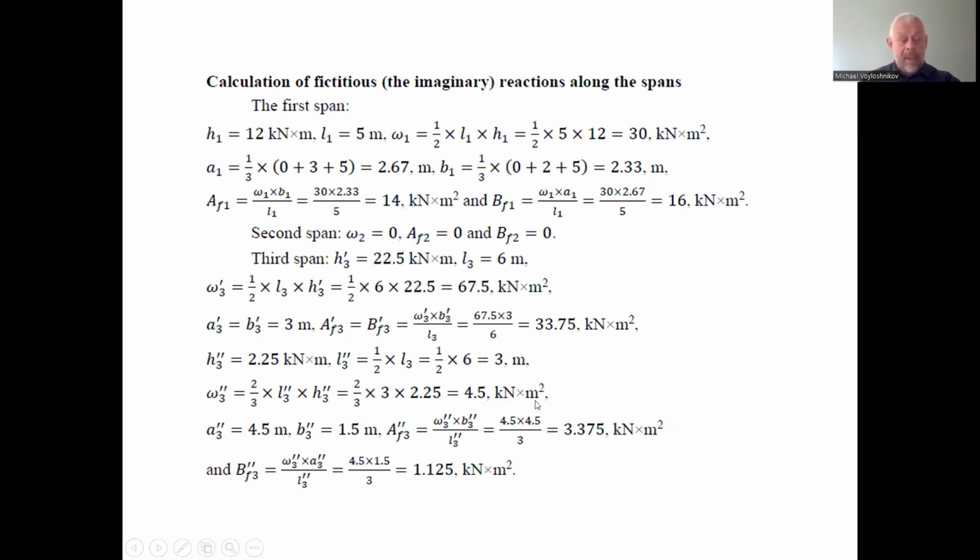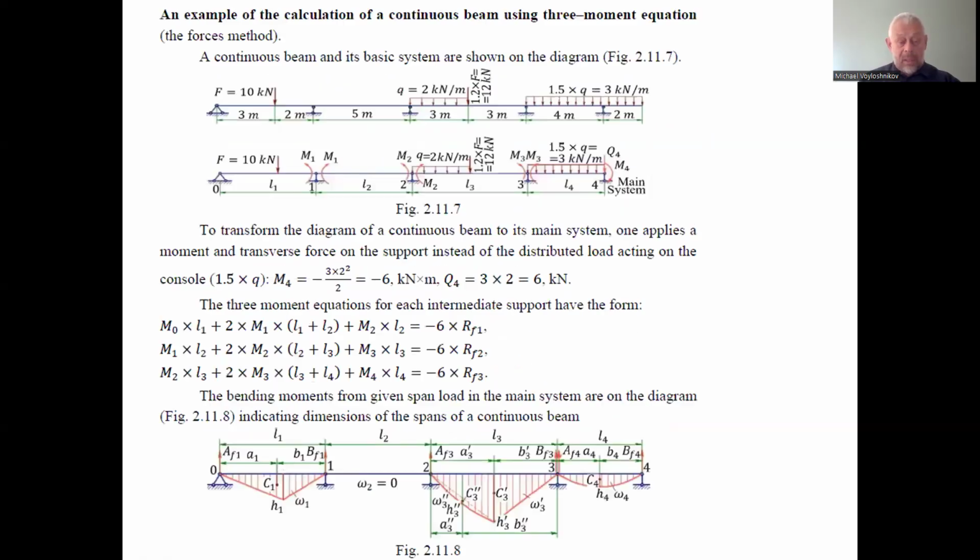Next one, the third span. The third span is a little bit more complex because we have to consider not only the triangle part of the bending moment diagram, but as well, for the left half of the third span, we have to consider the segment of parabolic shape due to the action of the distributed external load.